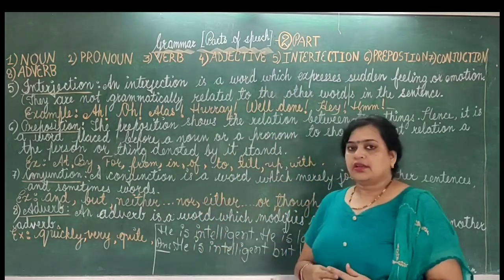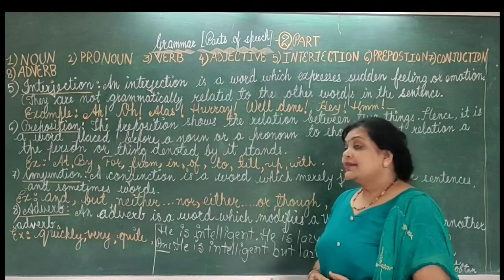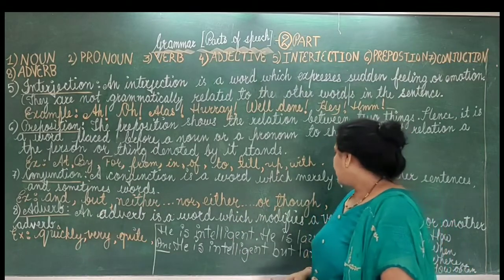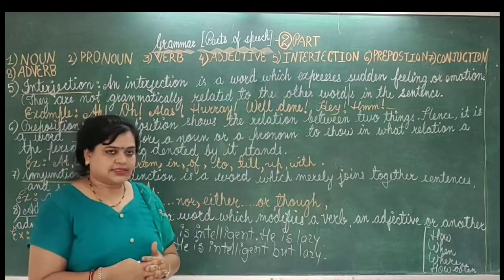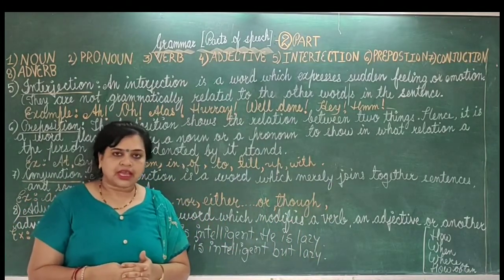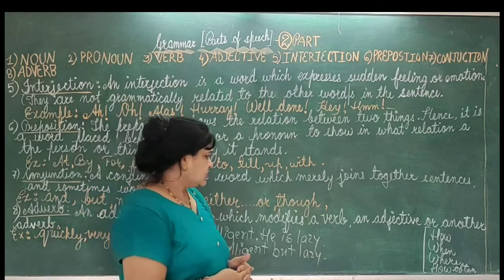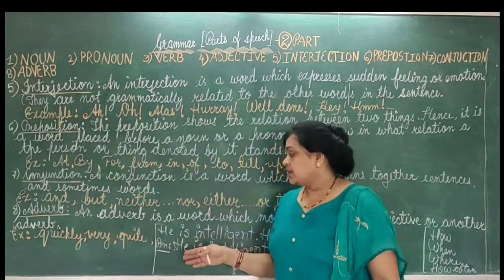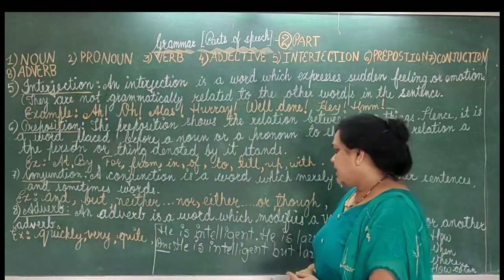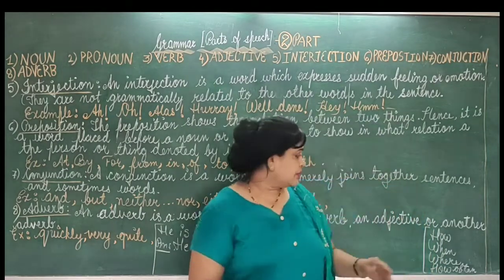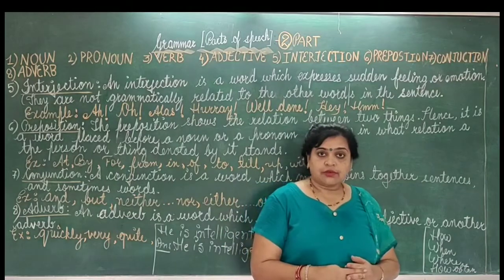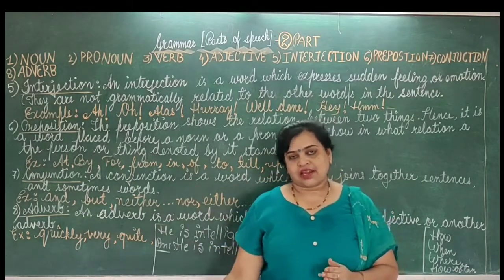So again, pay attention here: a conjunction is a word which merely joins sentences or sometimes words. Now, the last one, adverb. An adverb is a word which modifies a verb, an adjective or another adverb.